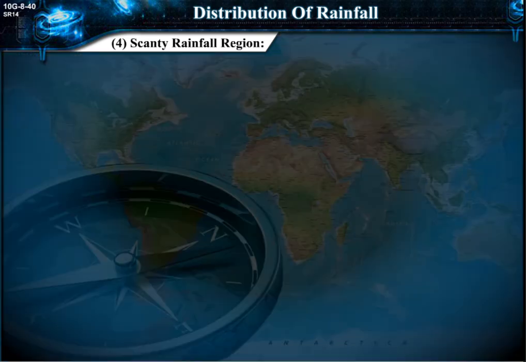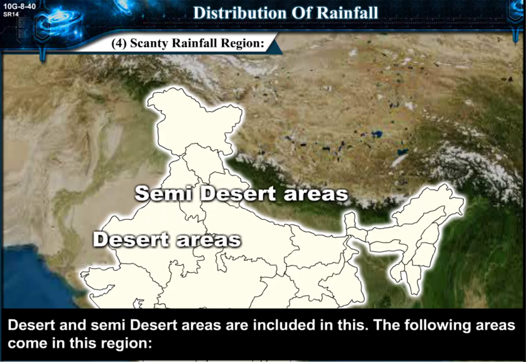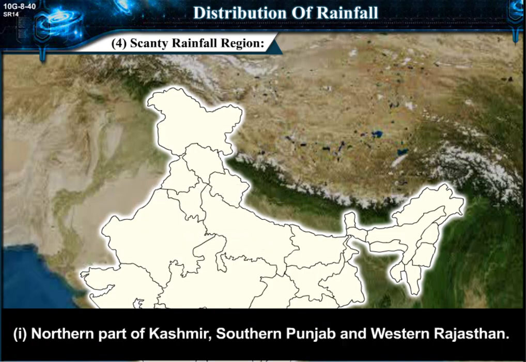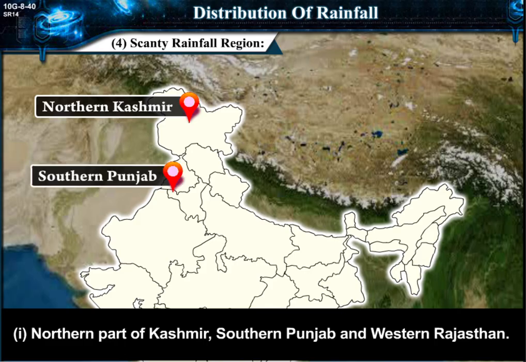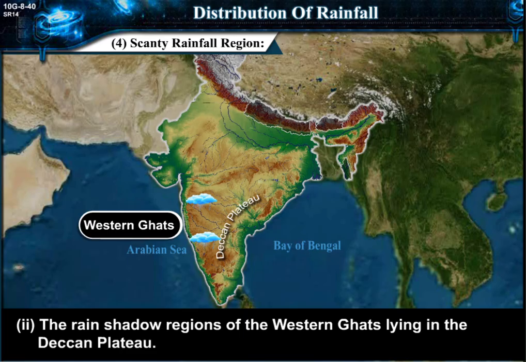4. Scanty rainfall region. These areas get the least rainfall, that is, less than 50 centimeters annually. Desert and semi-desert areas are included in this. The following areas come in this region. First, northern part of Kashmir, southern Punjab and western Rajasthan. Second, the rain shadow regions of the Western Ghats lying in the Deccan Plateau.